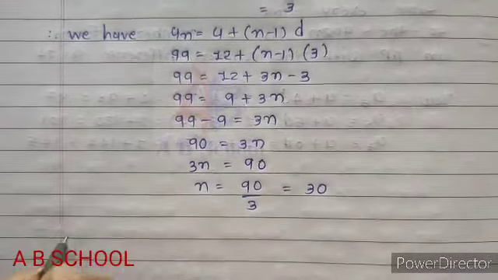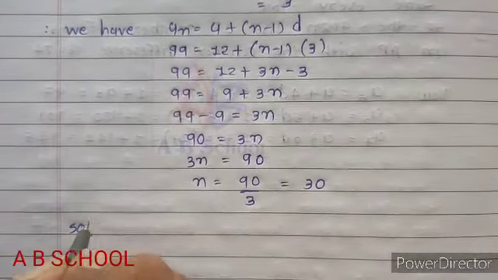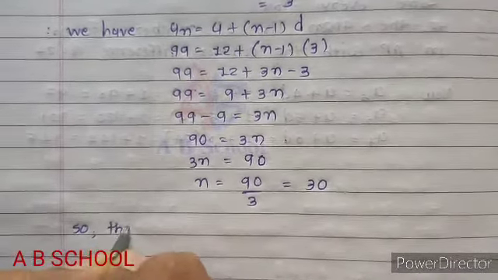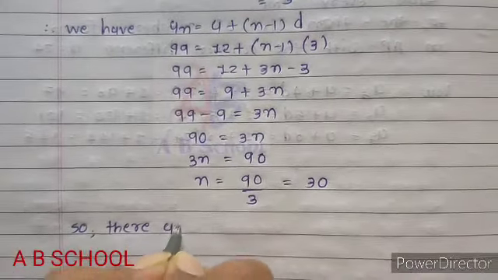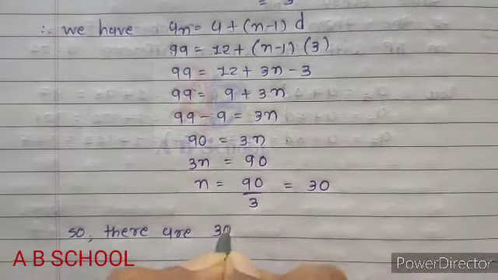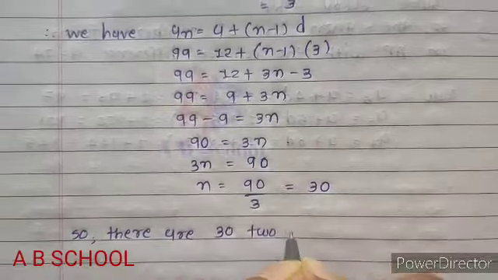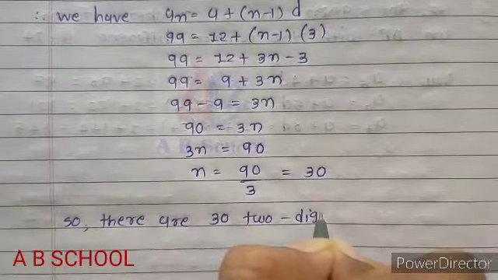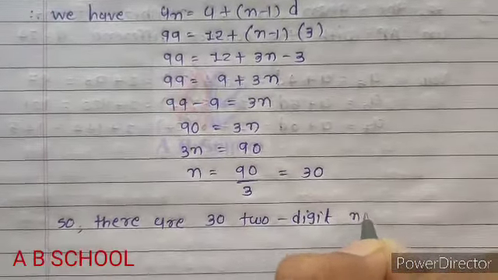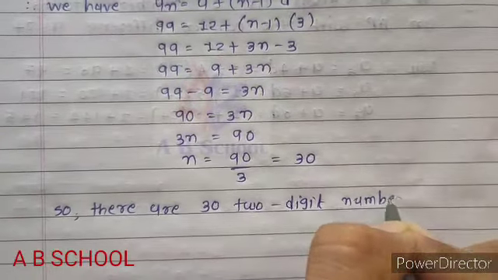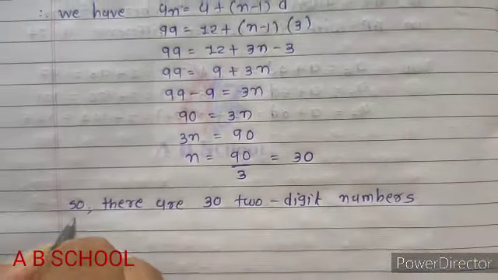Okay. So there are 30 two-digit numbers divisible by 3.